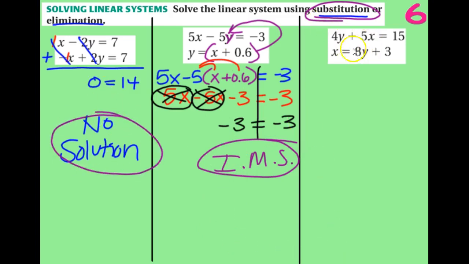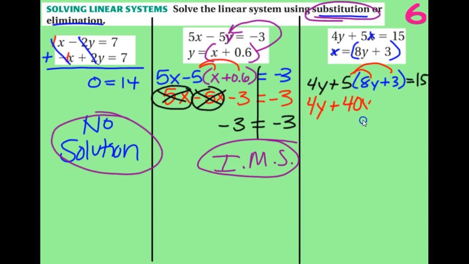So our third one, this is also set up to do substitution. So I'm going to plug this in for the letter x in the first equation. So we have 4y plus 5x, and x is really 8y plus 3, all equal to 15. So let's distribute. We have 4y there. 8 times 5 is 40, so we have 40y, plus 5 times 3, which is 15, equal to 15.